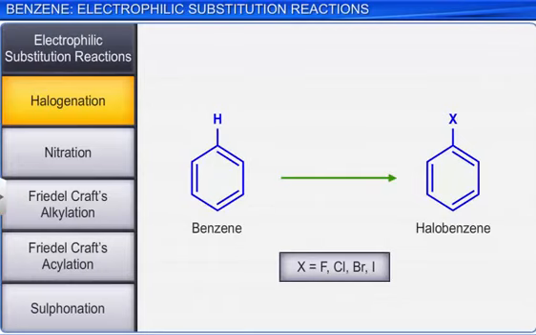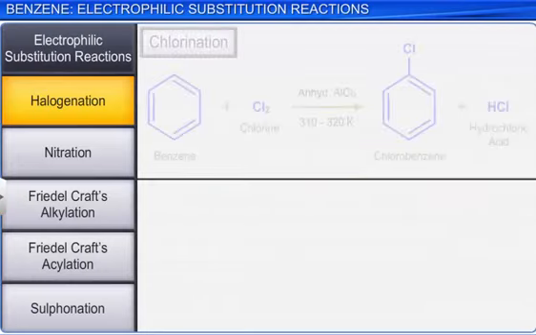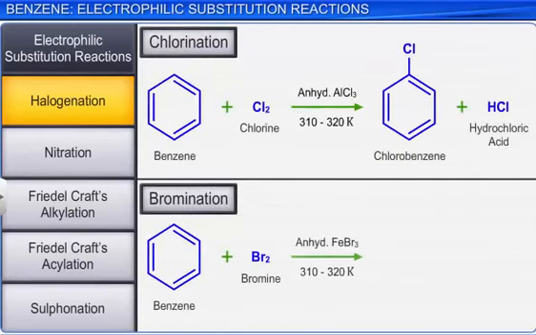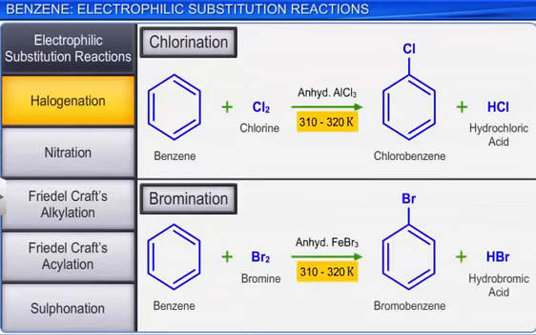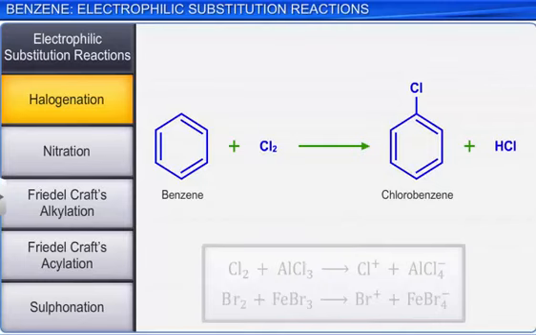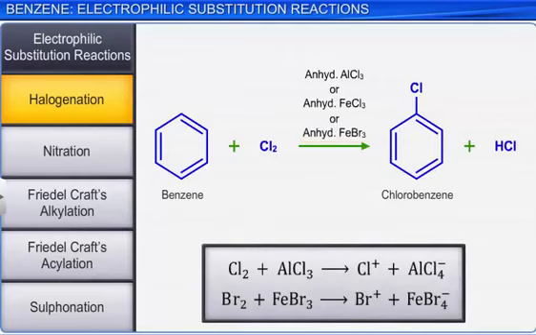Let us discuss chlorination and bromination, which occur at a temperature between 310 and 320 Kelvin. Usually, the halogenation takes place in the presence of a Lewis acid such as anhydrous aluminium chloride or ferric chloride or ferric bromide, as they help in the generation of electrophile, that is, halonium ion.